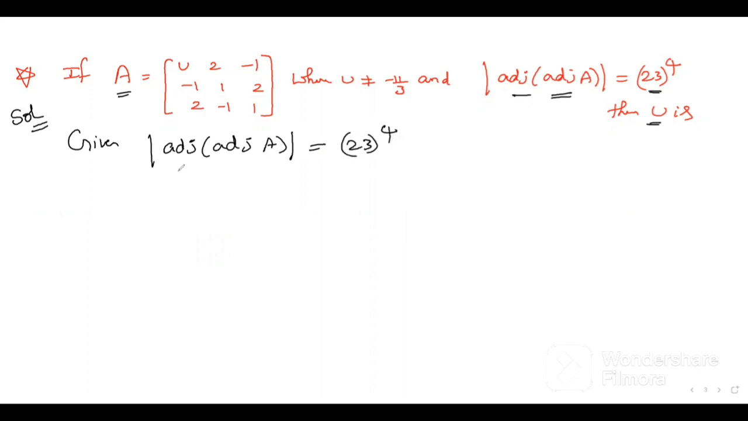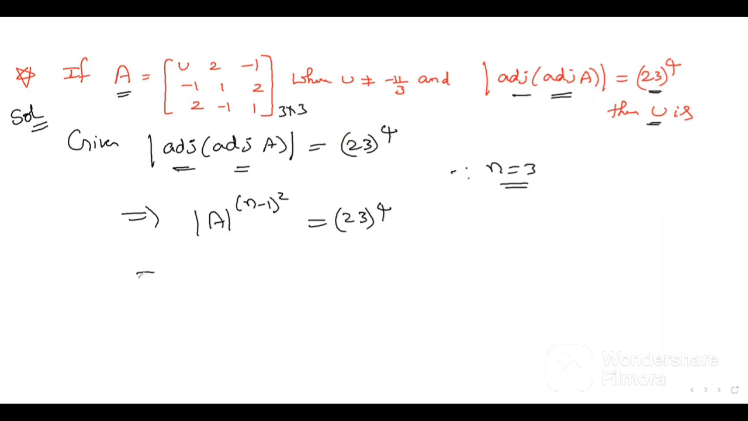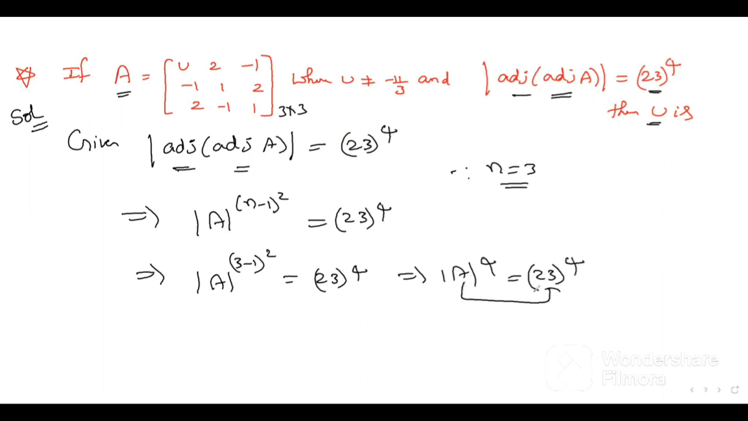Okay, we have one formula for the determinant of adjoint of A. Formula is that determinant of A power n minus 1 whole square is equal to 23 power 4. But here, what is the value of n? This is a 3 by 3 matrix, so n is equal to 3. Now substitute: determinant of A power 3 minus 1 whole square is equal to 23 power 4. That implies that determinant of A power 4 is equal to 23 power 4. Therefore, the determinant of A value we have got is 23.